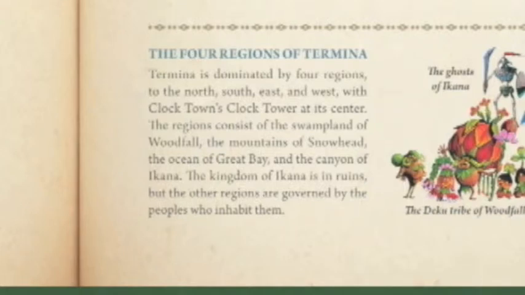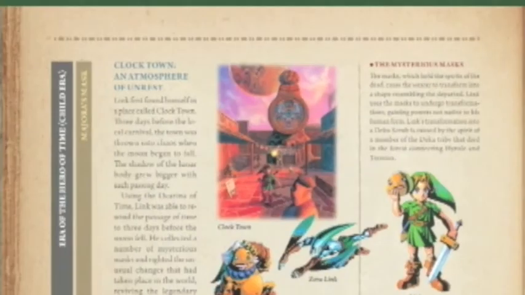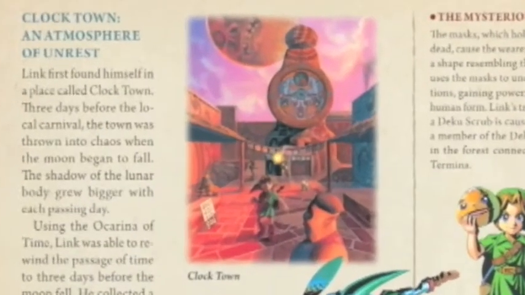Termina is dominated by four regions of the North, South, East, and West, with Clock Town's Clock Tower at its center. The regions consist of the swampland of Woodfall, the mountains of Snowhead, the ocean of Great Bay, and the canyon of Ikana. The kingdom of Ikana is in ruins, but the other regions are governed by people who inhabited them, because they're all dead in Ikana.